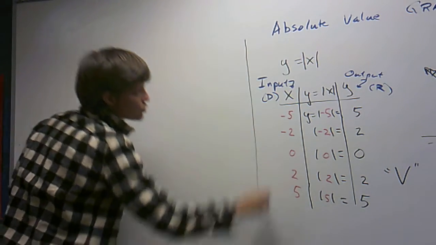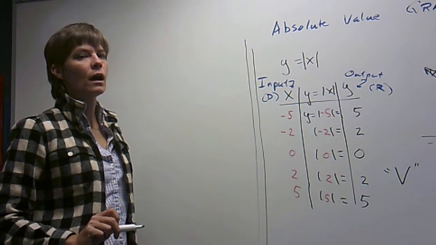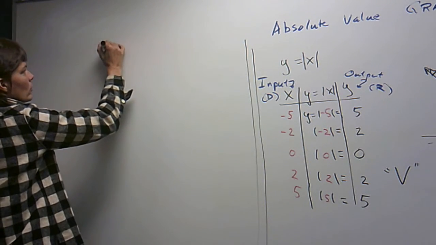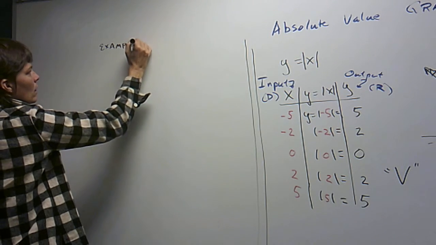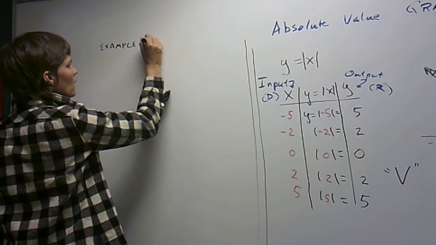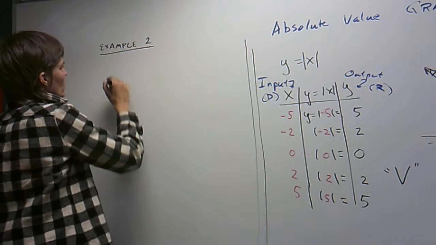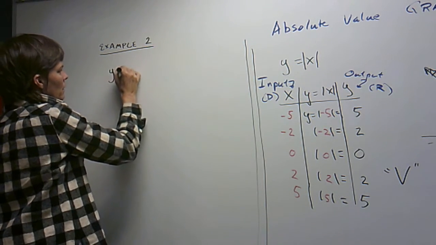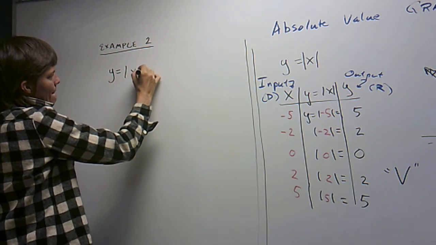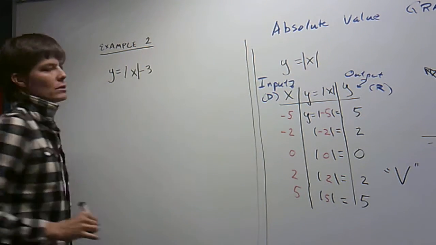Let's throw this down. I'm going to do this. Are you ready? Are you going to pick up what I'm throwing down? I'm going to call this example 2. What if I said this? Y equals absolute value of x minus 3. I'll do that one.